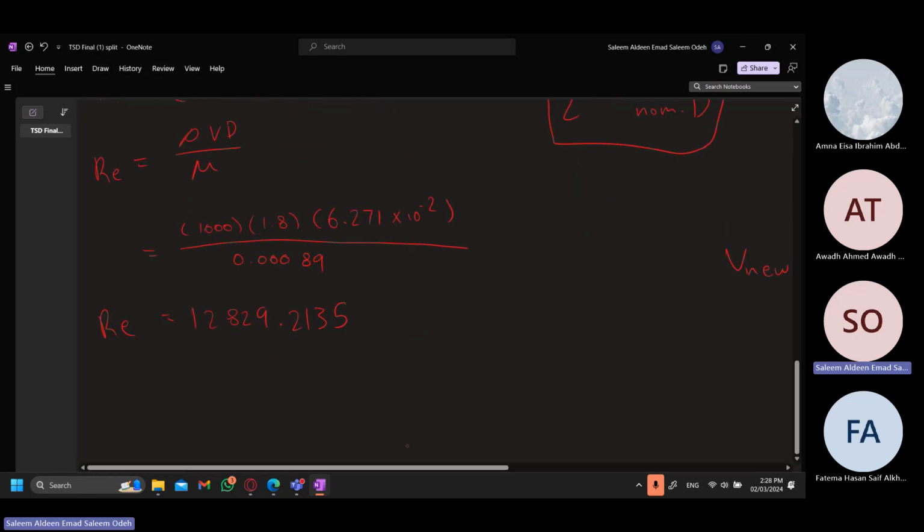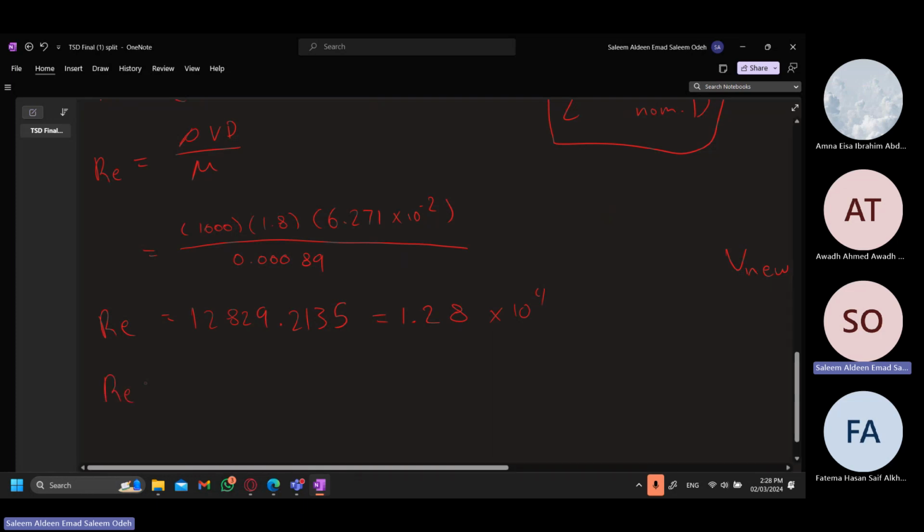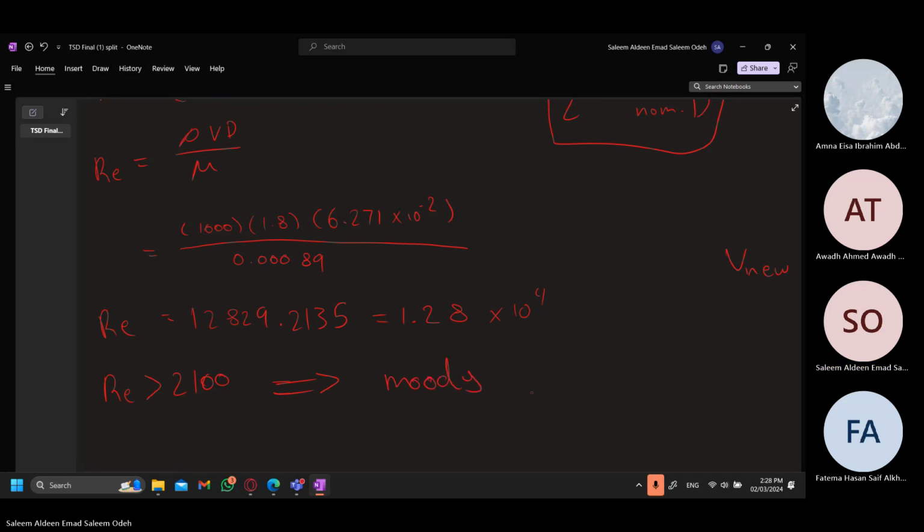Now in the table we'll need to rewrite this value to be 1.28 times 10 to the power of 4, because that's how it will be shown in the Moody diagram. And since Reynolds number is greater than 2100, we'll need to go to find the friction factor. We'll need to go to the Moody diagram on page 27.